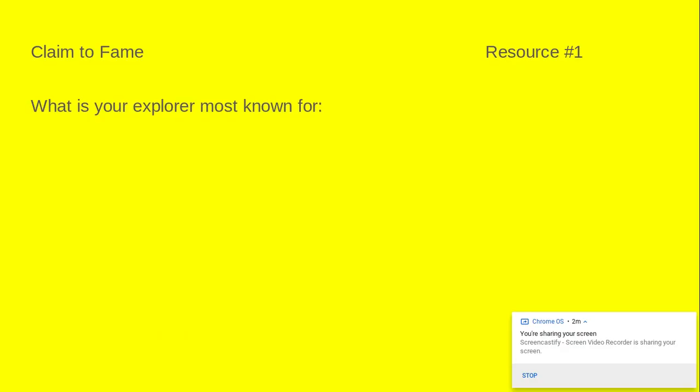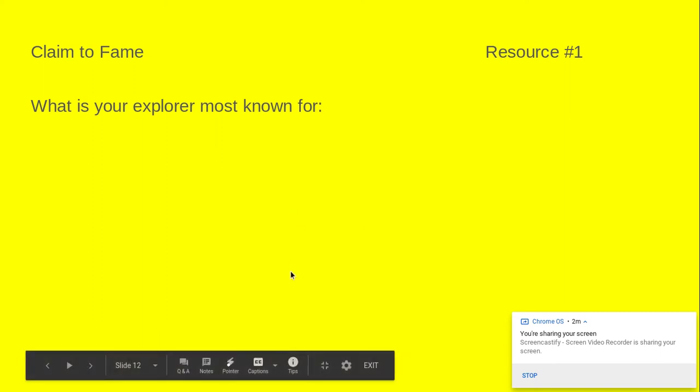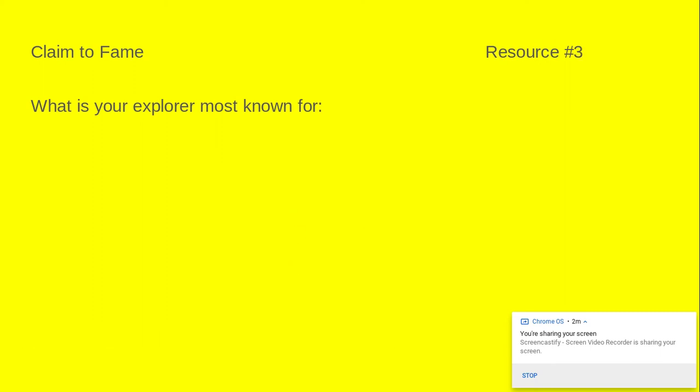Okay. The next set of note cards are yellow. The yellow note cards look at claim to fame, or what your explorer is most known for. Again, in the corner will be the resource number, and it should match up to your citations. So whatever site you're using for resource number 1, you're putting that information on this note card. Resource number 2 and resource number 3.